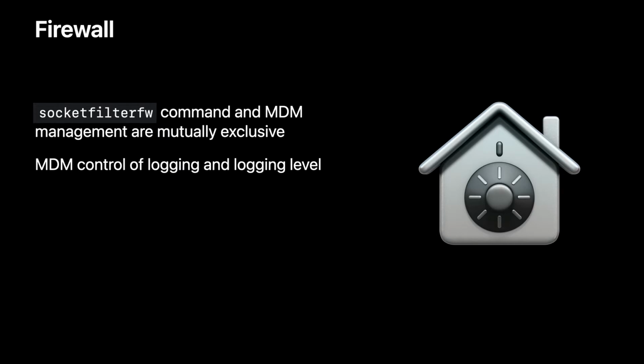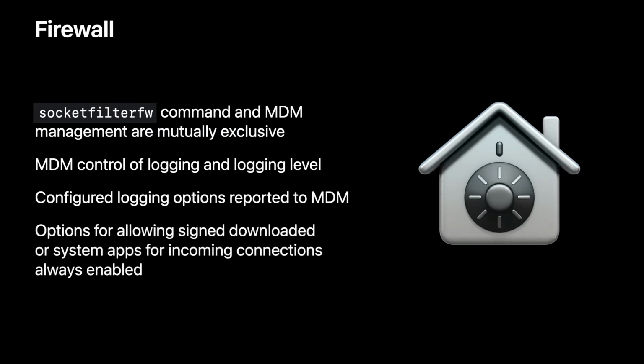We've enhanced the MDM manageability of the system firewall in macOS Monterey by enabling the configuration of the logging options, including setting logging to be on and to what level. Currently configured logging options are also now provided to MDM in the security info query to help with compliance reporting. Note that when managing the system firewall using MDM, the options for allowing signed downloaded or system apps for incoming connections are always enabled. These map back to the command line options for allow download signed enabled and allow signed enabled set to on.